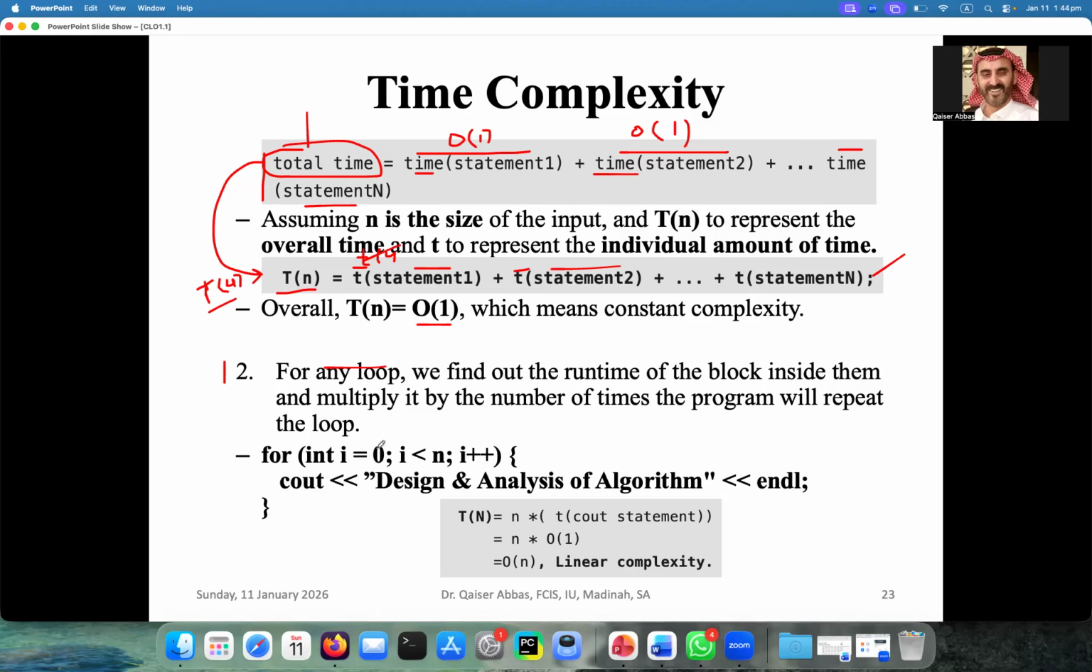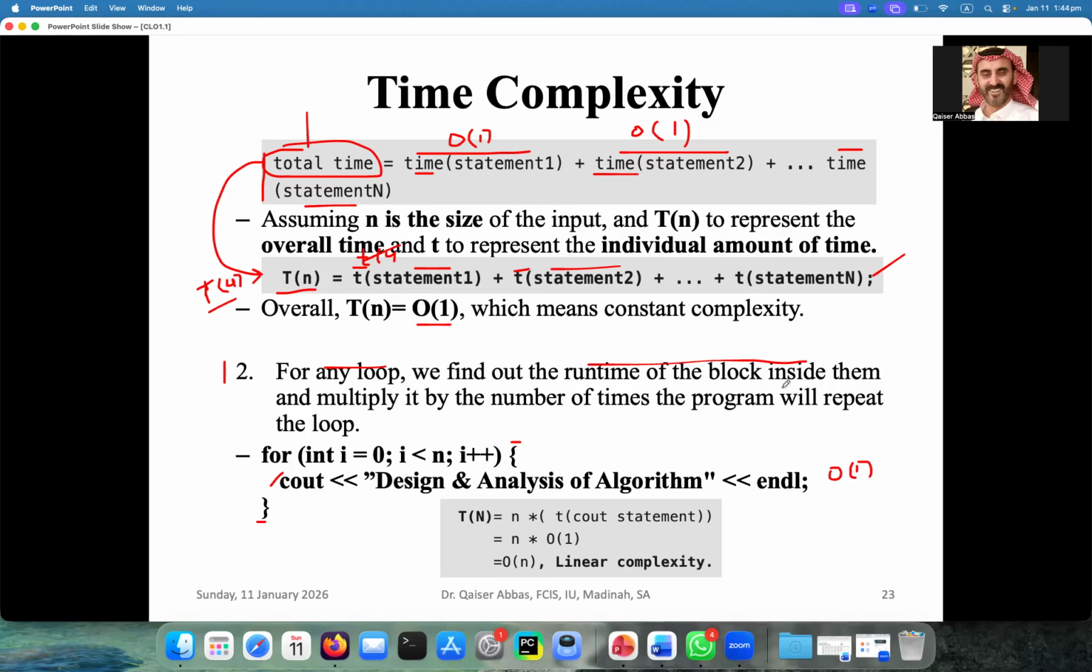Then you will have your final total time. So if we have a loop, we have to find out the runtime of the block inside. For example, here this is the loop, and these curly brackets show that this is the body of the loop. So this is the block, and you have to find the runtime of this. This is a cout statement, so order of 1. This is just one statement, printing something, order of 1.